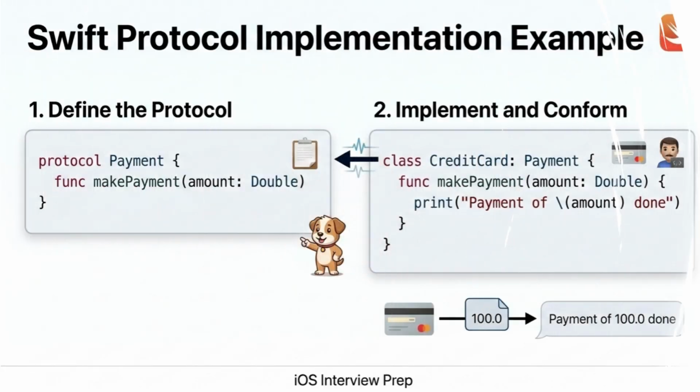Now we are checking the protocol implementation, just like I explained before how a protocol implementation looks. Another example is a protocol Payment, and a Credit class is conforming to the Payment protocol. So this is an example of a Swift protocol which prints.